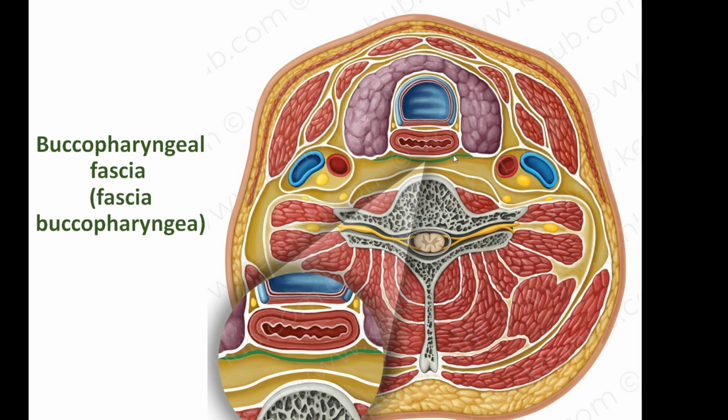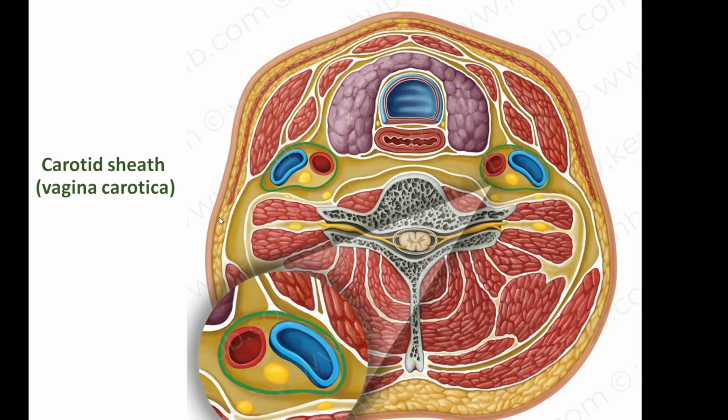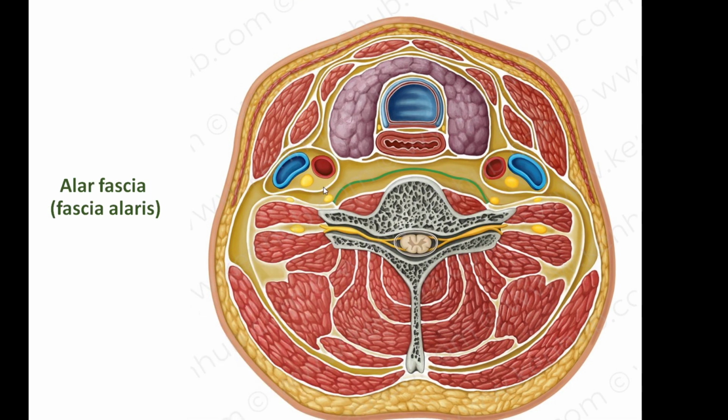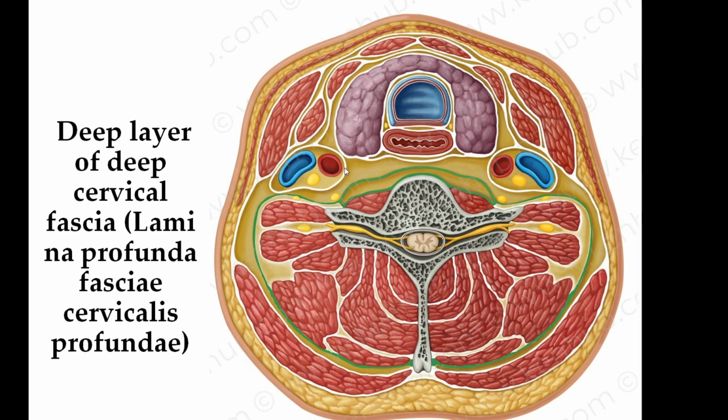Then buccopharyngeal fascia, in Latin fasciae buccopharyngea, right here and here. Carotid sheath, vagina carotica. Ala fascia, fasciae alaris. Deep layer of deep cervical fascia, lamina profunda fasciae cervicalis profunda.